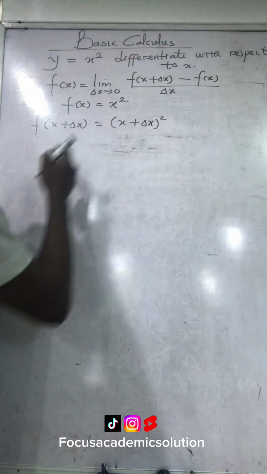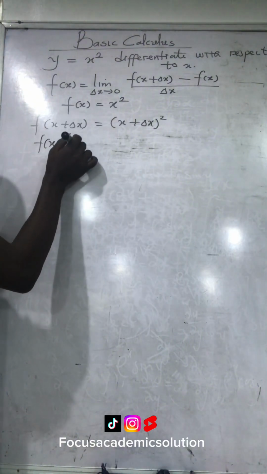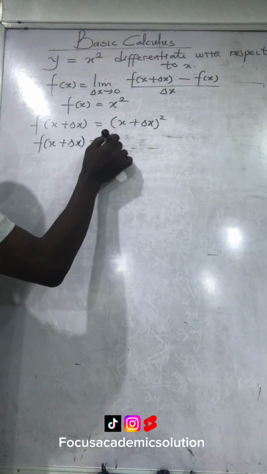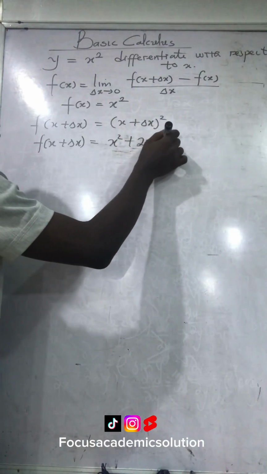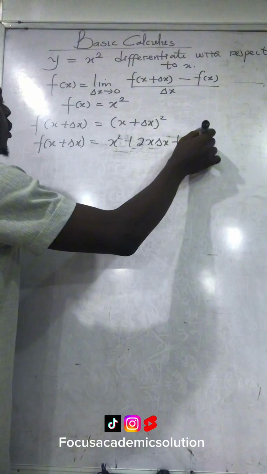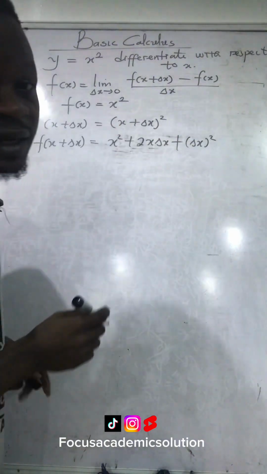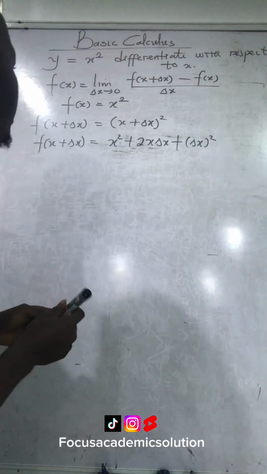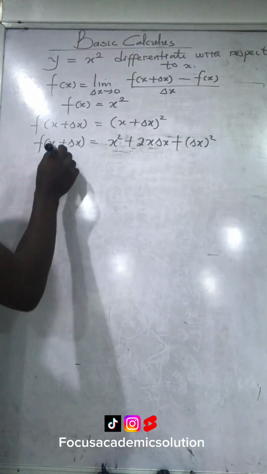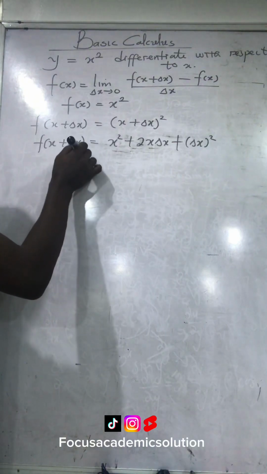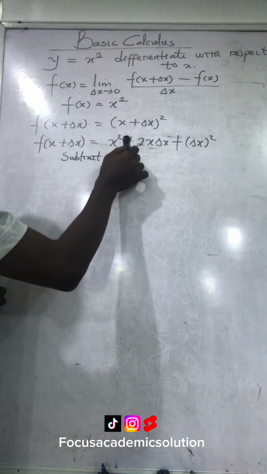So let's expand this side. If I expand this, I will have f(x plus change in x) equals x squared plus 2x change in x plus change in x all squared. You'll be getting this equation if we expand this, and I think that should be easy for us. All right. The next thing we'll be doing from here is that we subtract both sides.